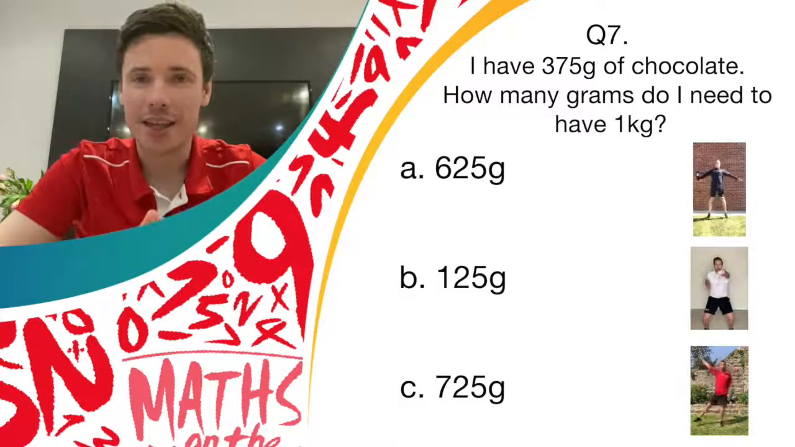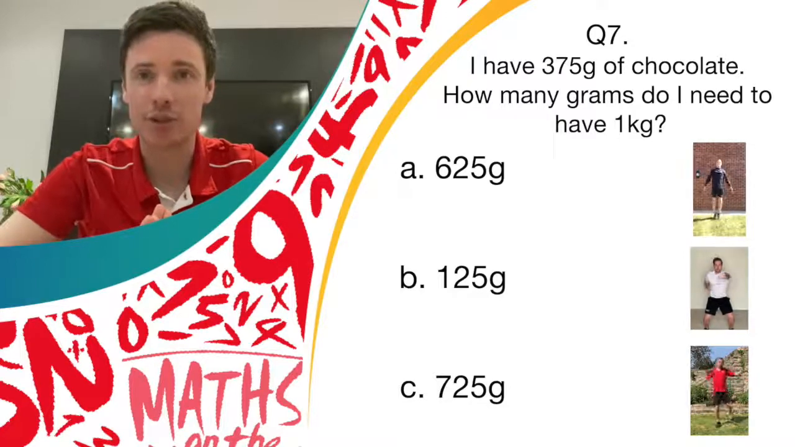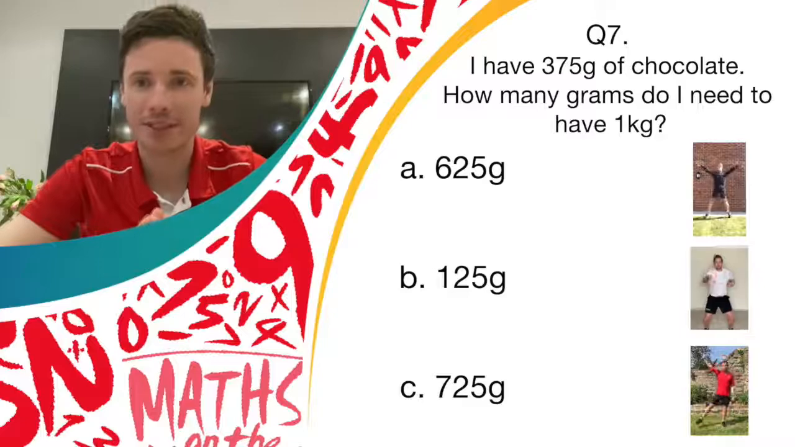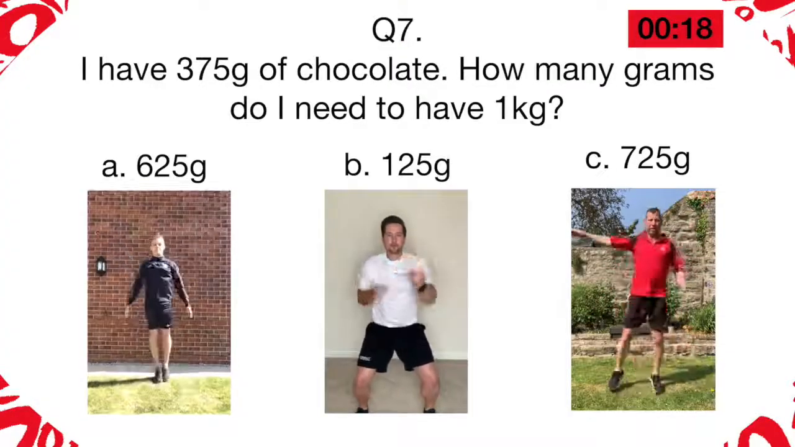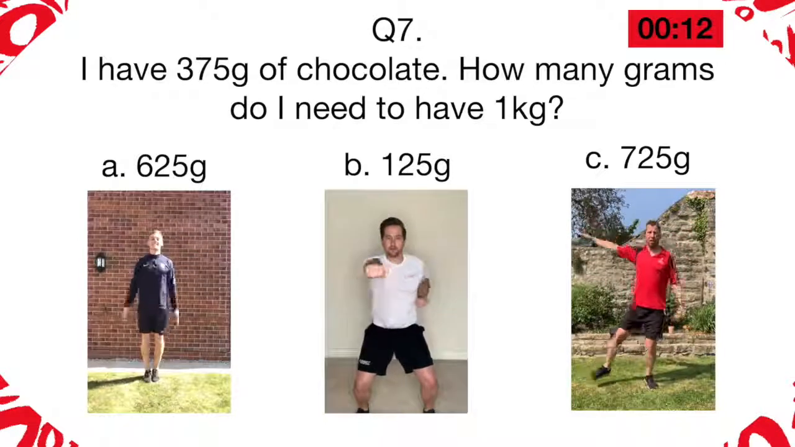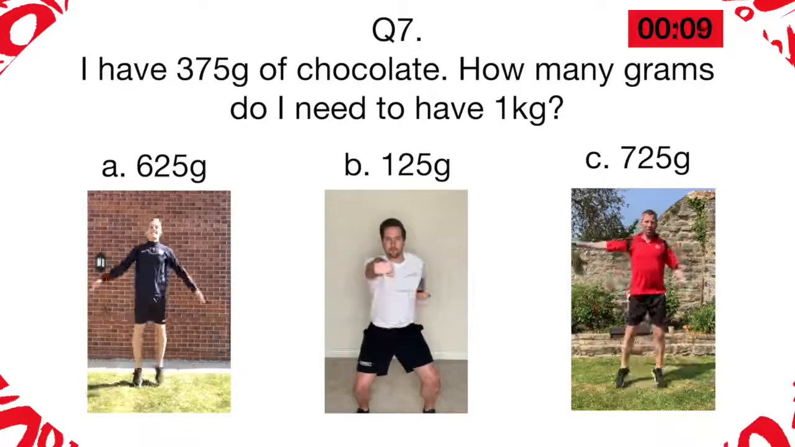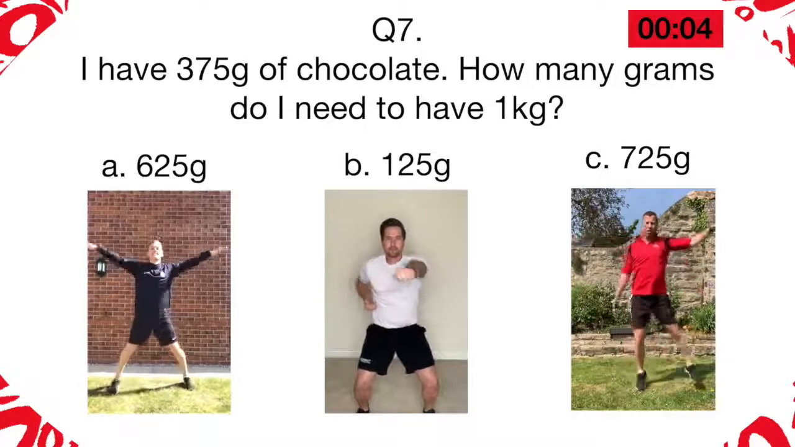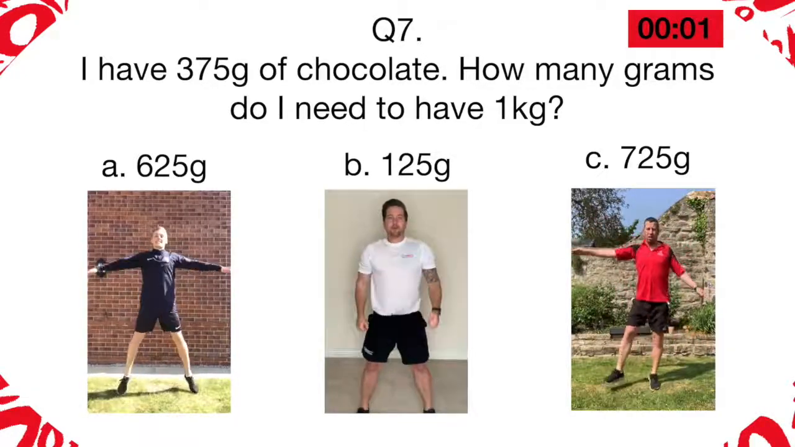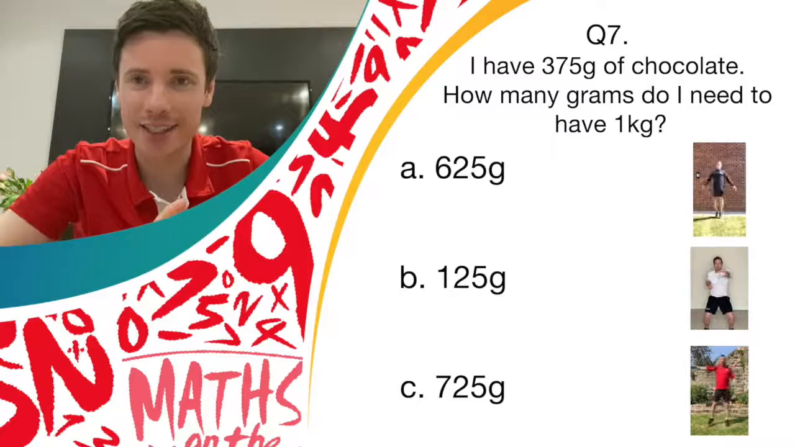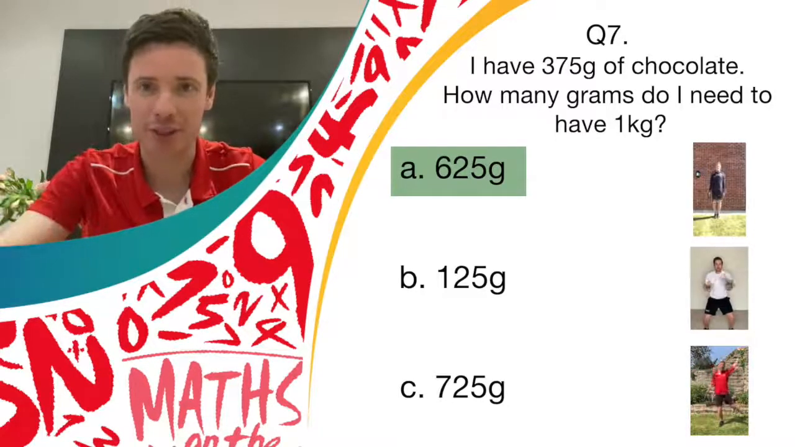If you think you know the answer, then it's star jumps if you think it's 625 grams, jab punches if you think it's 125 grams, and the pendulum legs if you think it's 725 grams. Well done guys if you were doing star jumps just there, because the answer is indeed 625 grams of chocolate.